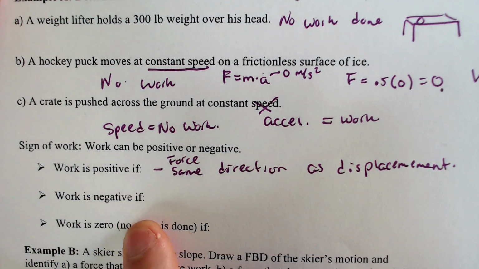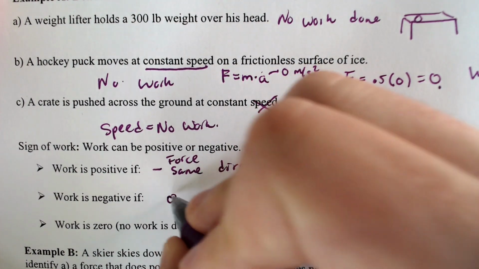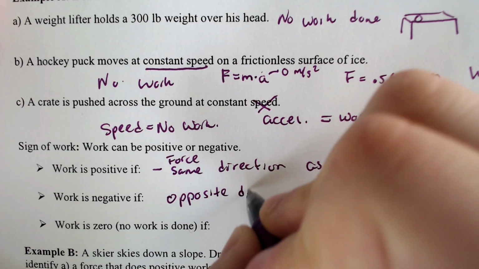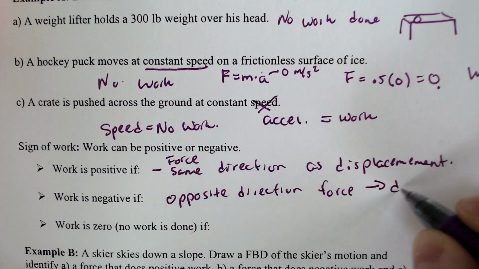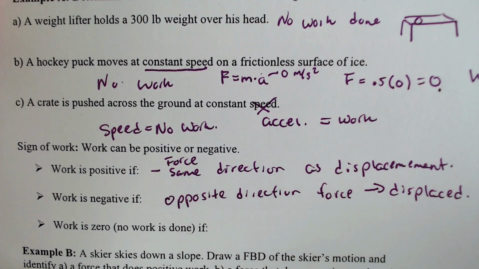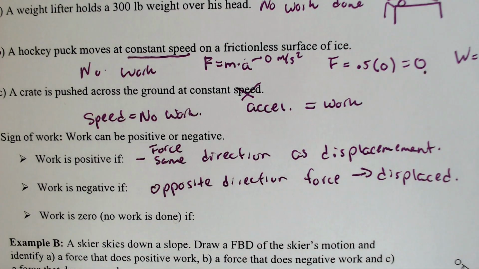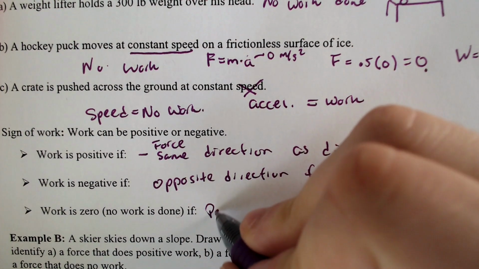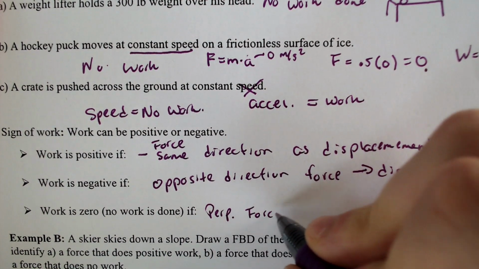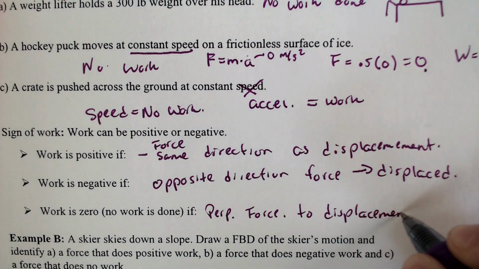Versus if it's going opposite of the direction, for instance, friction would act in the opposite direction of the force being applied, or specifically the displacement. So friction opposes you, therefore it would be acting in the negative direction. It would be acting against you and would be conducting negative work against you. Work is zero, no work is done, if there is a force perpendicular to the displacement.